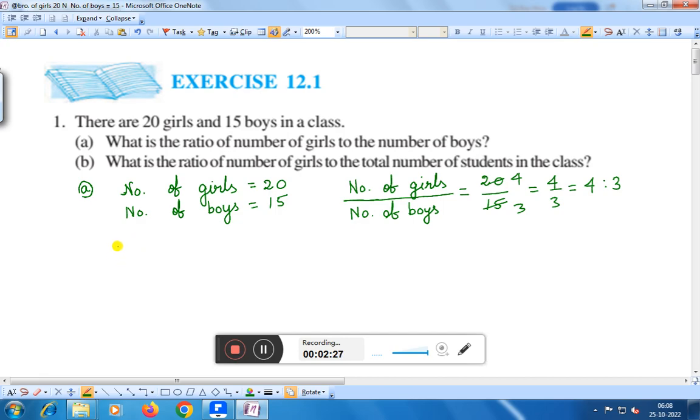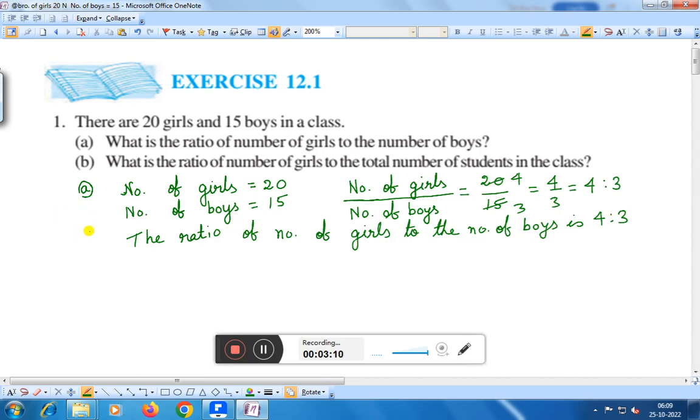If we write the answer like this: what is the ratio of the number of girls to the number of boys? Therefore, the ratio of number of girls to the number of boys is 4 is to 3. This is the solution of question number A.